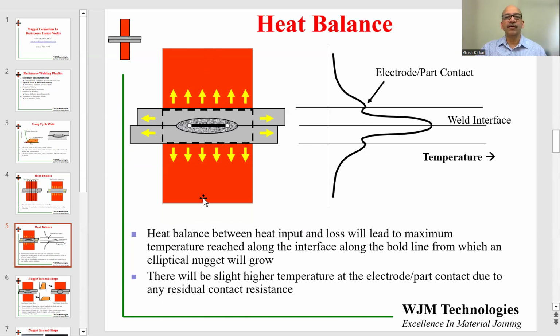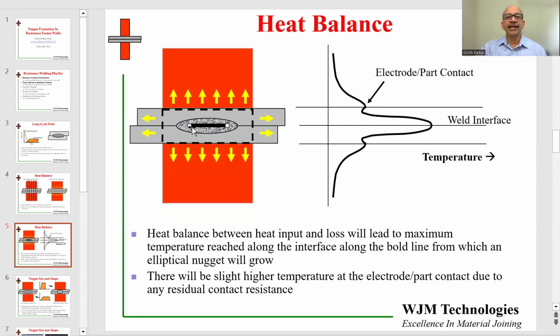If you draw a vertical line through the center of the weld, you will see the temperature profile will look something like this. The maximum temperature will typically be at the weld interface, assuming these two steels are of the same material and same thickness. Then the temperature drops off quite quickly as we approach the surface because of the cooling, but there might be a slight bump in the temperature right at the interface because of any remnant residual contact resistance. So even though the bulk resistance dominates and creates this nugget, there might be a residual amount over here, depending on the length of the welding cycle.